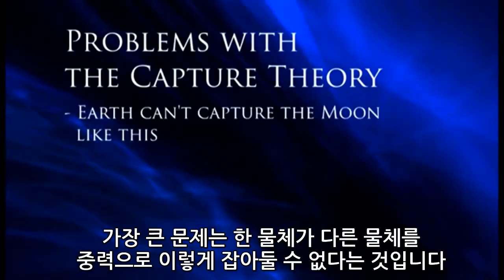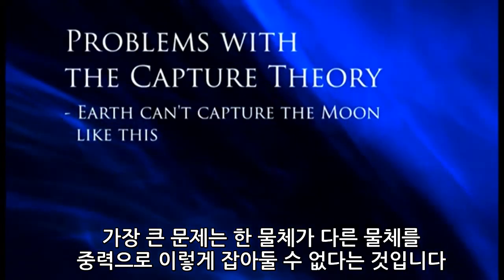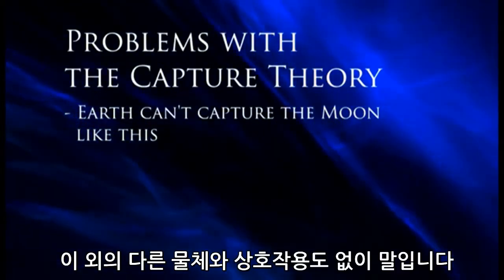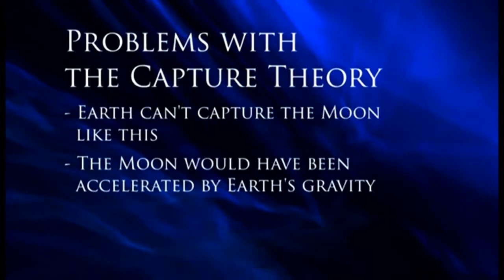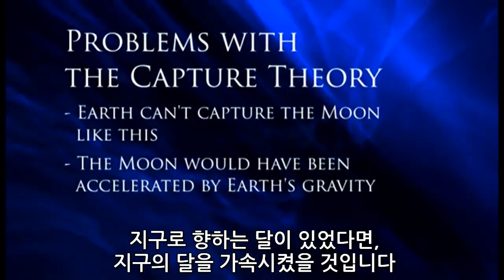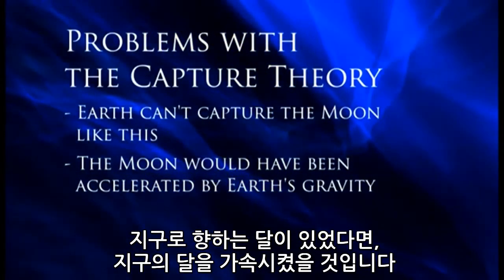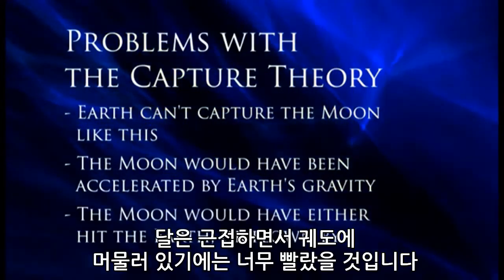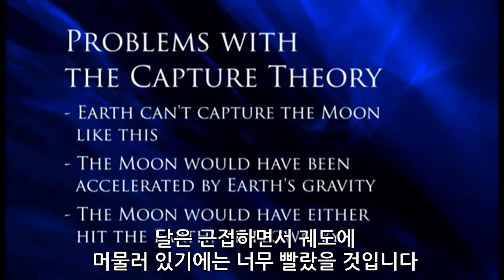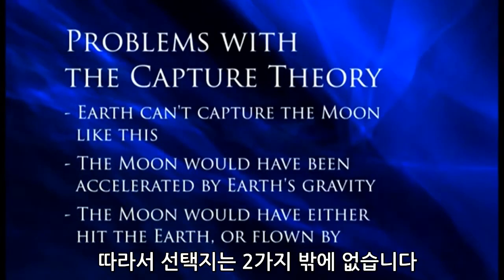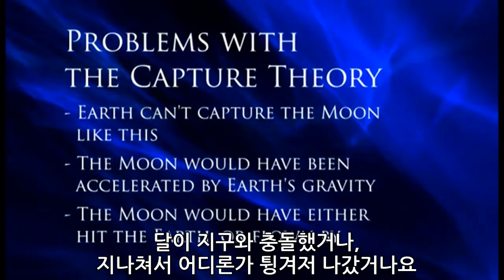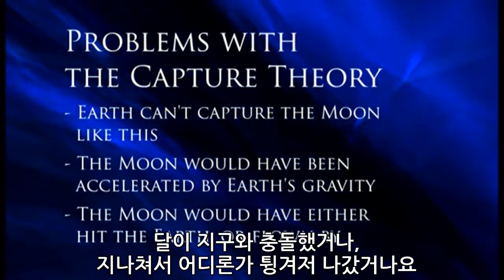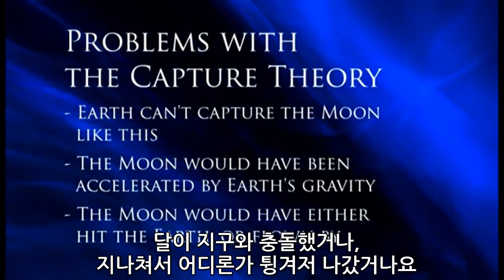The biggest one is that one object can't capture another one gravitationally like this, not without interacting with other objects too. If it were just the Moon approaching the Earth, then the Earth's gravity would have accelerated the Moon on the way in. By the time the Moon arrived, it would be going too fast to stay in orbit. So there would only be 2 options. Either the Moon would hit the Earth, or else it would zoom on by and get flung away on the other side. Either way, you don't get an orbit.